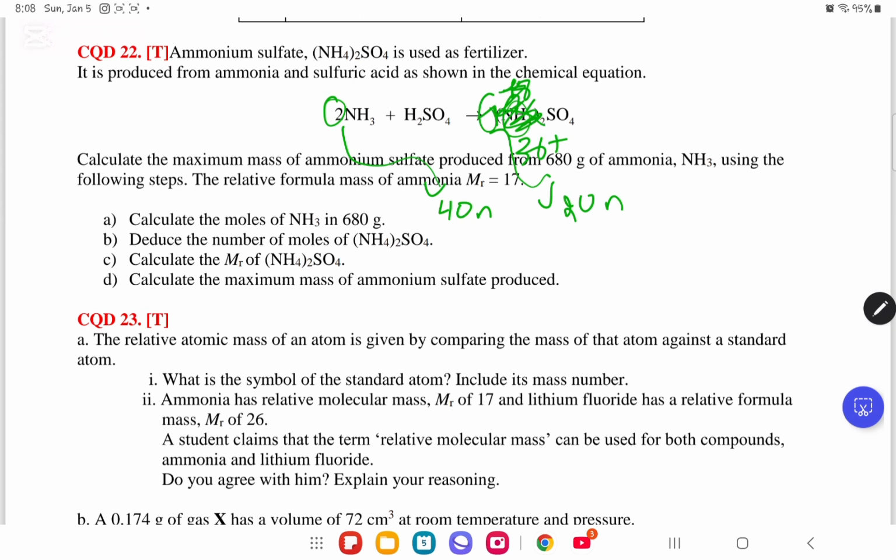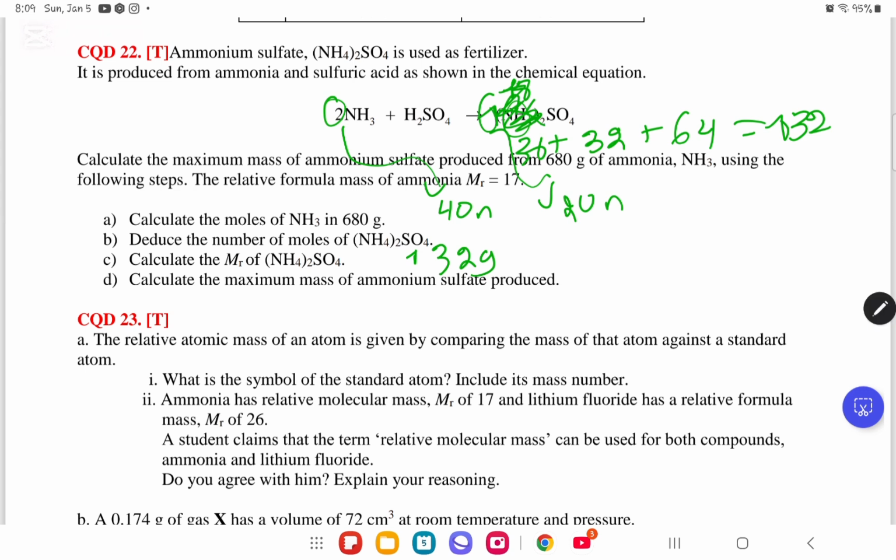Then we add SO4. Sulfur by itself is 32, so plus 32 in addition to 16 times 4, which is 64. So 36 plus 32 plus 64 will give us an answer of 132. So the molar mass of (NH4)2SO4 is 132 grams per mole. Now we need to calculate the maximum mass of ammonium sulfate produced.